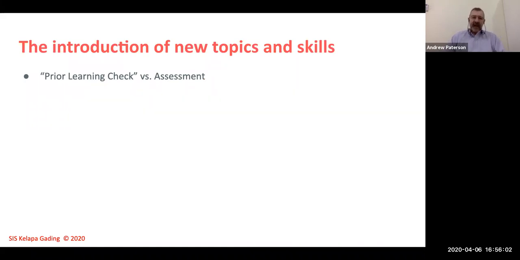Some teachers will start a new topic with a prior learning check. This means that the teacher is trying to find out what the students already know about this topic before they teach it, because there is no point in reteaching something the students already know. This is not in any way a test, there are no marks recorded, and so it's very different to an assessment, which always takes place after a topic has been taught, and usually well after there's been several activities to help reinforce that learning.